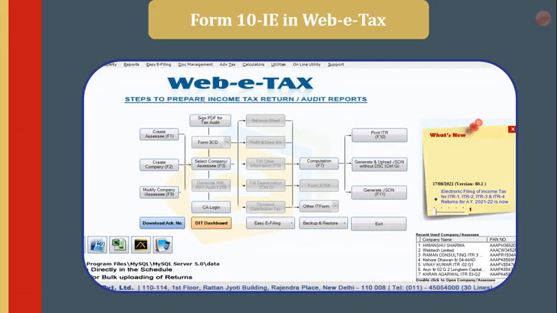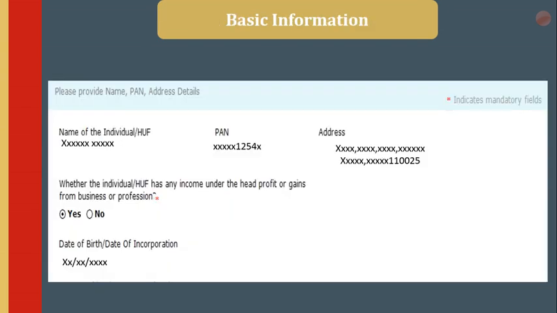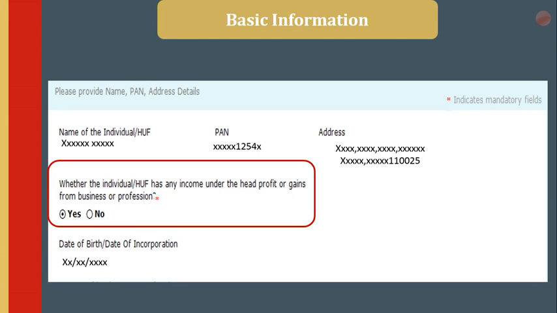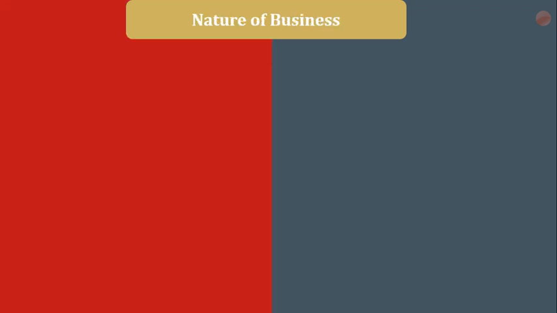And as I said, due to internet connectivity or the site not working, there would be issues in filing Form 10IE on the portal. So we have given this facility in WebTax software so that you can do the filing from WebTax itself of 10IE also, besides the various ITRs. So first of all, the basic information is to be provided, and they're asking the question whether the individual or HUF has any income under the head profits or gains of business or profession. In fact, this question is not required. This question is not needed because this form is applicable only to people who are having income from business or profession. In any case, you can proceed further.